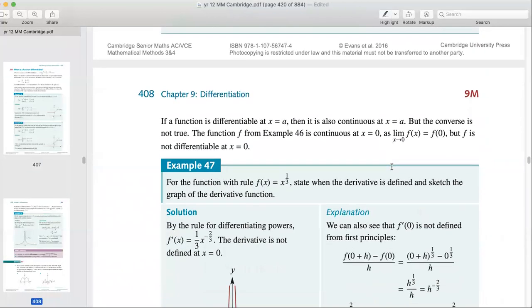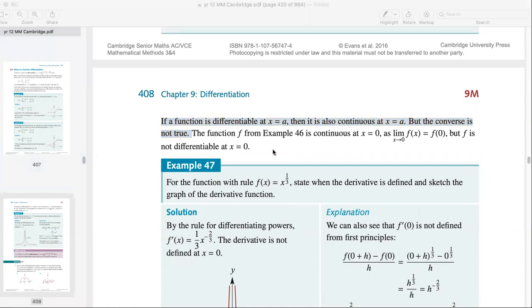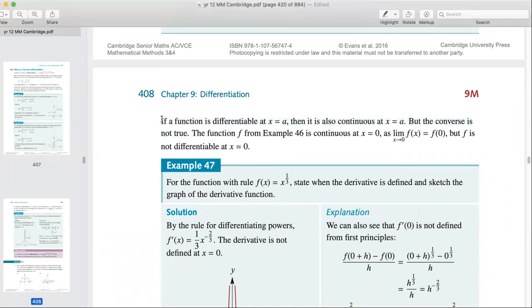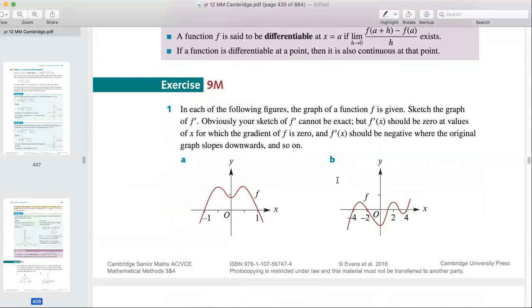There's another thing: if a function is differentiable at x equal a, then it is also continuous at point a. But the converse is not true. Okay, just make sure you get this idea. The function being differentiable at x equals a implies it is also continuous at x equals a. Okay, hopefully it makes sense.